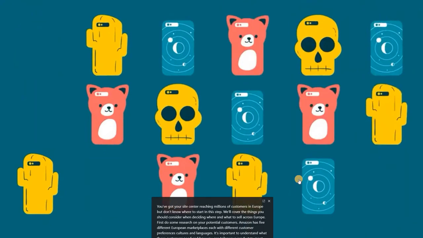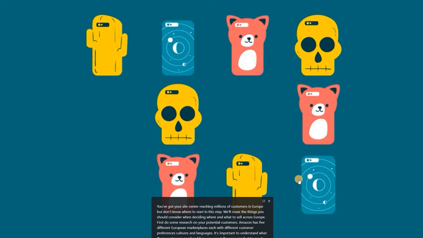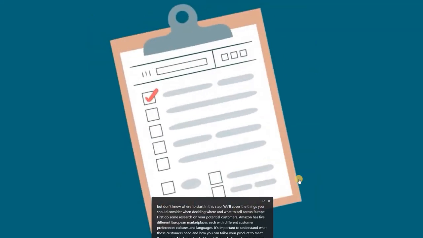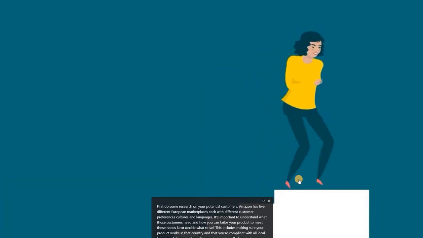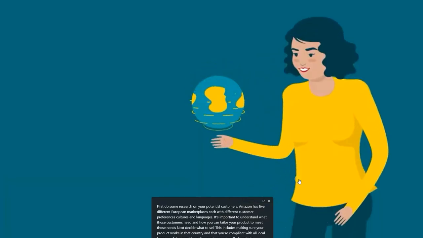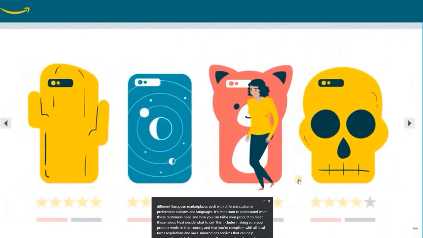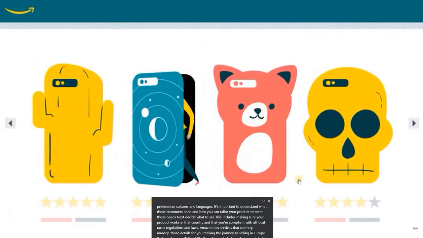Next, decide what to sell. This includes making sure your product works in that country and that you're compliant with all local taxes, regulations, and laws. Amazon has services that can help manage those details for you, making the journey to selling in Europe that much easier. With a little thought and help from Amazon Global Selling, you can be open for business all over Europe in no time.